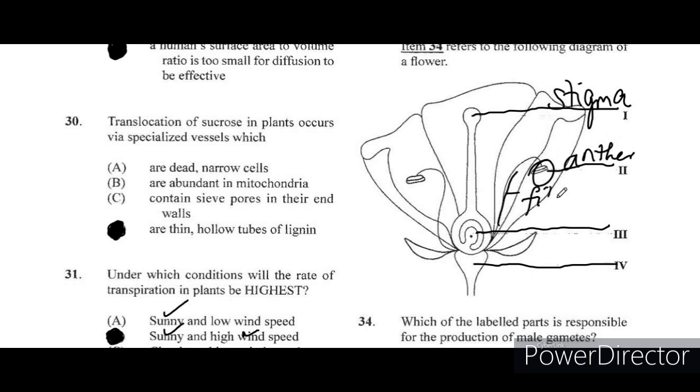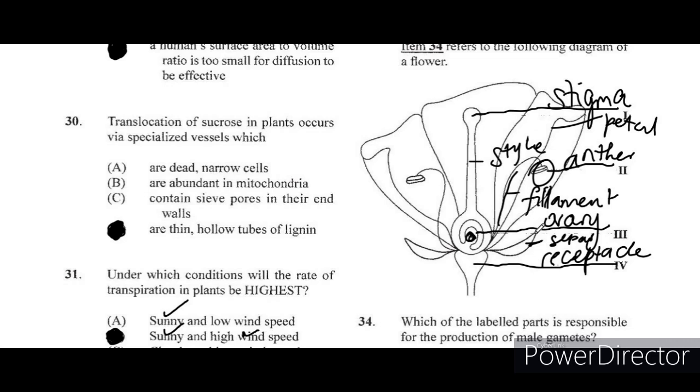This long thing here is the filament. Is it two L's? This is the ovary. I think the point in there would probably be the ovule. Don't remember what this is called, but we learned it for a cape thing. This here is the receptacle. Yeah, this is the sepal. Here we have petals. This here is the style. And there are many more. The anther and the filament together is called the stamen. Yeah, so remember to go through those.